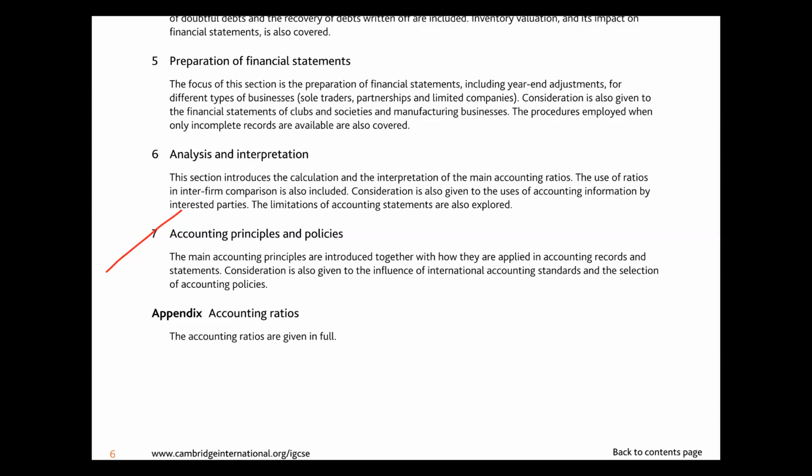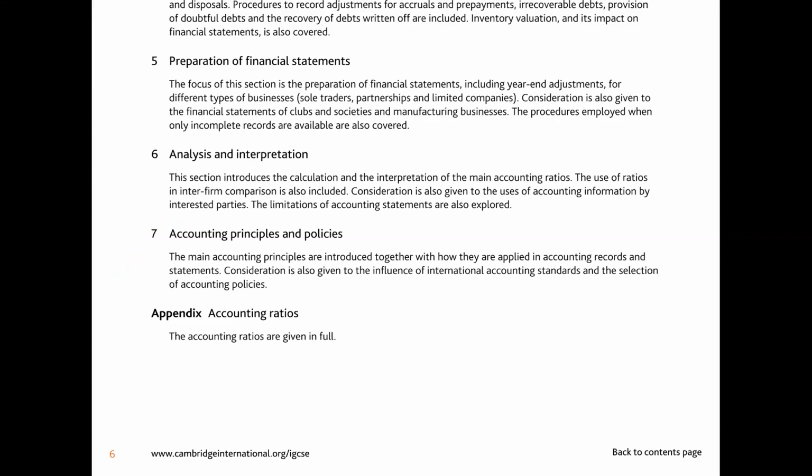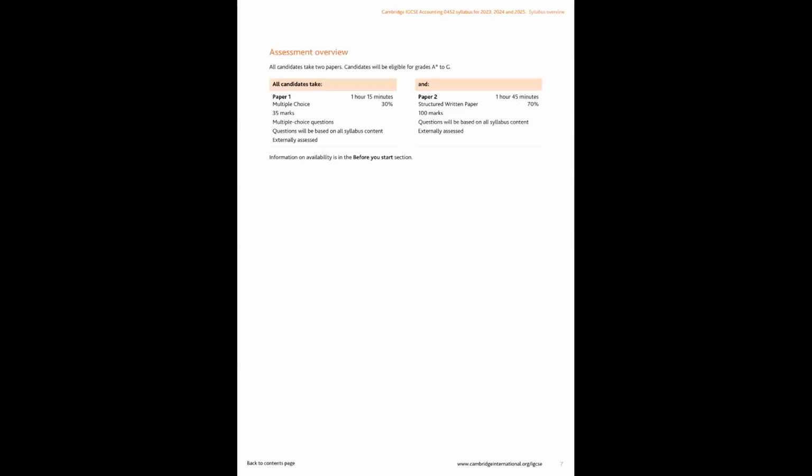The main accounting principles will be introduced together with how they are applied in accounting records and statements, right? Yes. Consideration is also given to the influence of internal accounting standards and the selection of accounting policies within this unit, being the 7th unit, right? And that is what we are required to do.